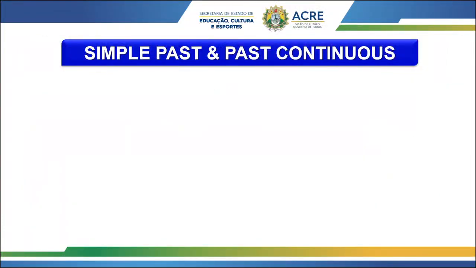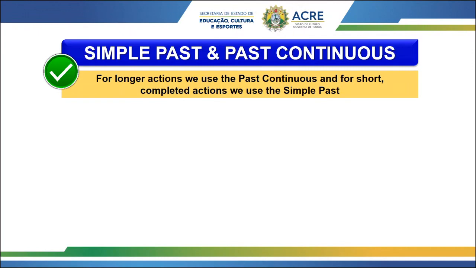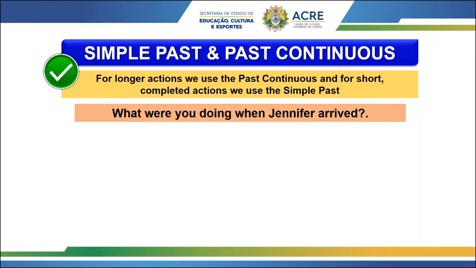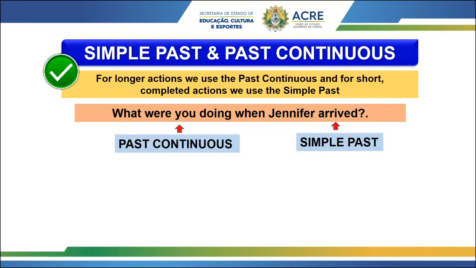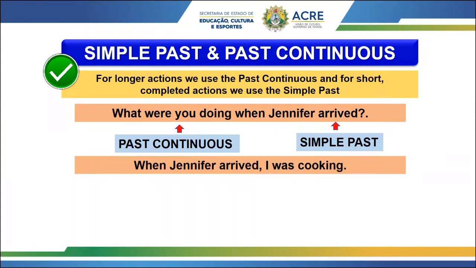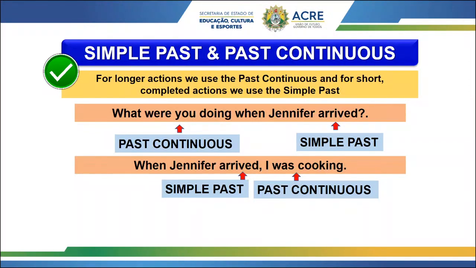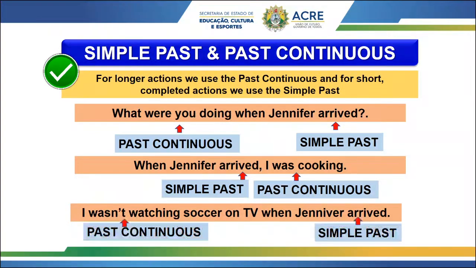Now simple past and past continuous. For longer actions, we use the past continuous. And for short, completed actions, we use the simple past. That's the difference between simple past and past continuous. What were you doing when Jennifer arrived? Were you doing: past continuous. Arrived: simple past. When Jennifer arrived, I was cooking. I wasn't watching soccer on TV when Jennifer arrived.